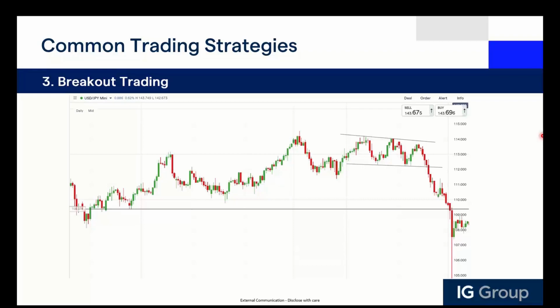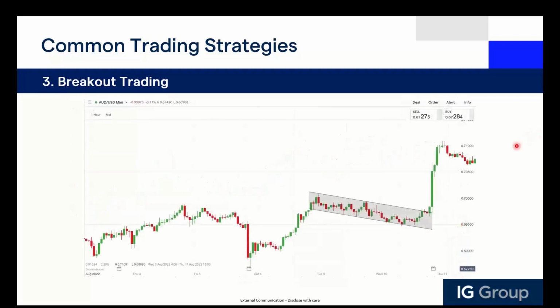But one thing to take note of, of course, is that this is a cherry-picked chart. So there could be false breakouts as well, and we term them fake outs. So it's not as easy either. I just wanted to highlight that this is one of the strategies that people are actually looking at.